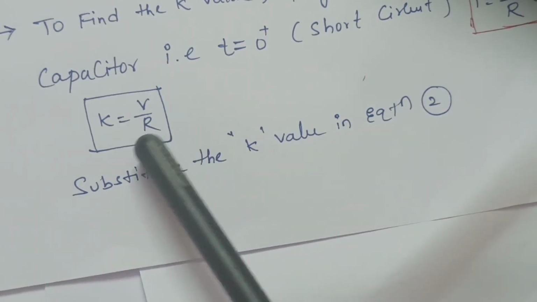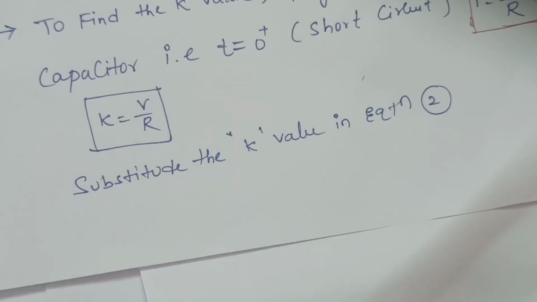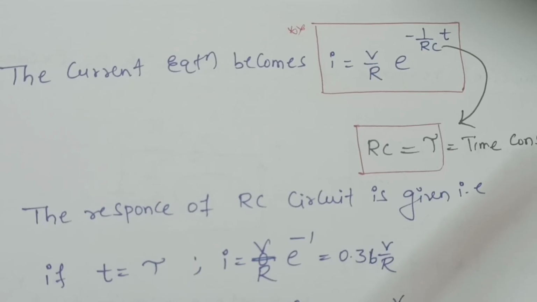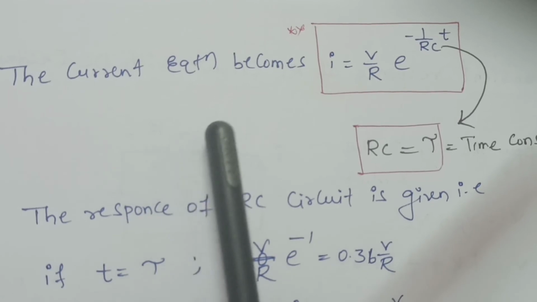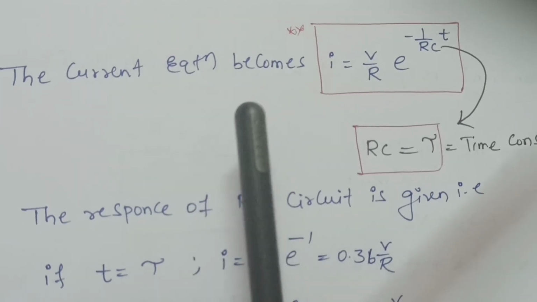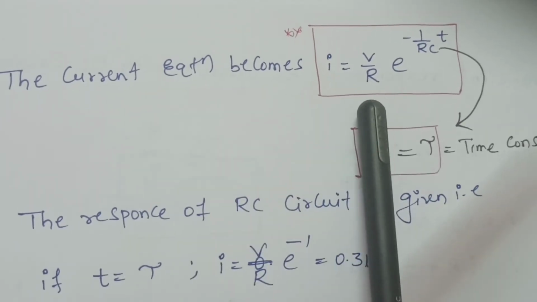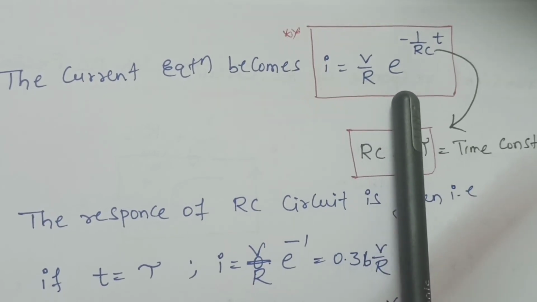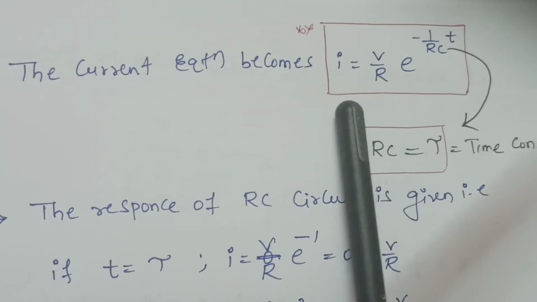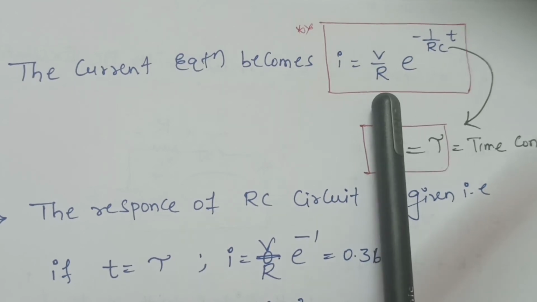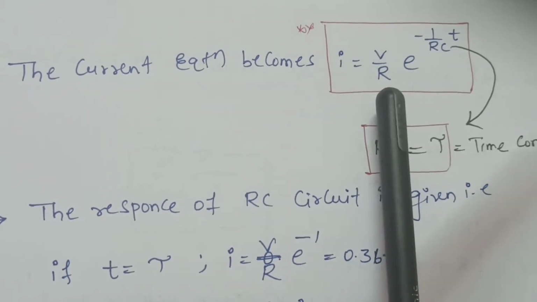Substitute k equal to V by R in the second equation. The current equation becomes I equal to V by R exponential of minus 1 by RC into t. This is the final response of the transient RC circuit with DC excitation.